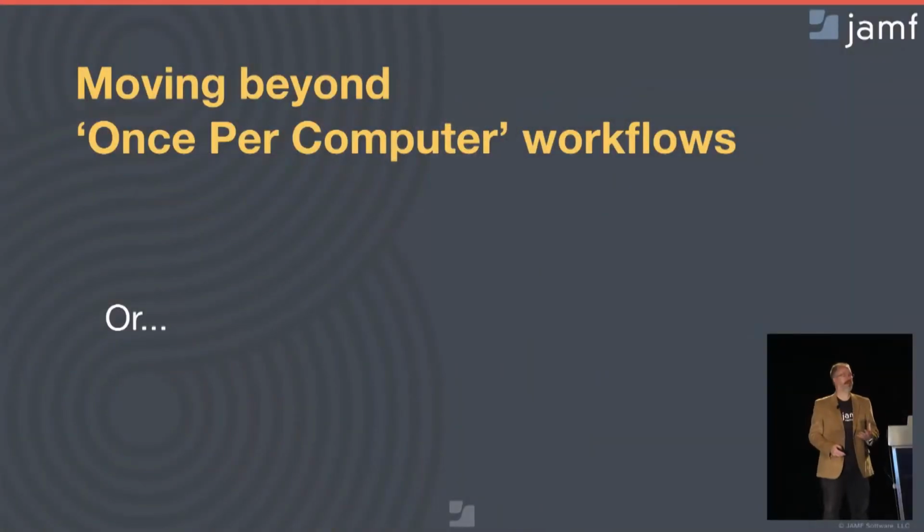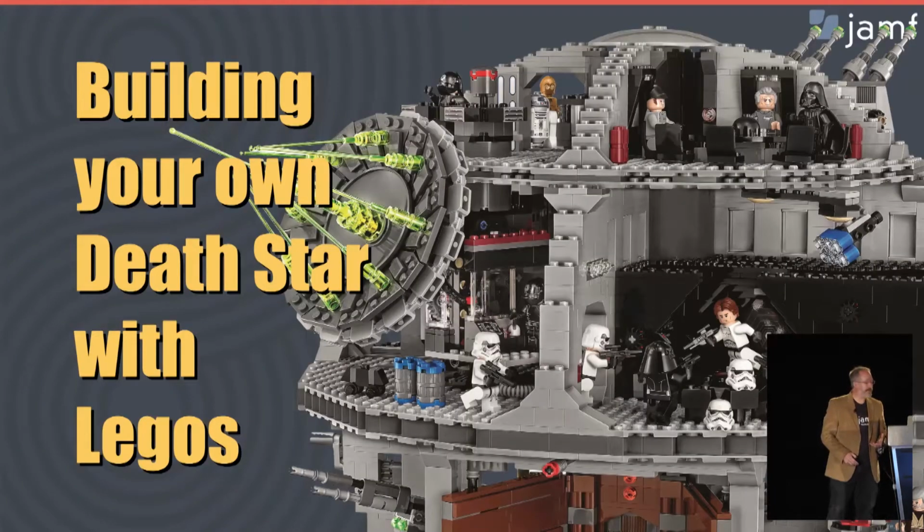So today we're going to be discussing how we can move beyond once per computer workflows, or as I like to subtitle a lot of my things, building your own Death Star with Legos. This is a great analogy to what we're all doing with Jamf Pro today. We're taking pieces of different shaped things and putting them together and making something that's greater than the sum of its parts.